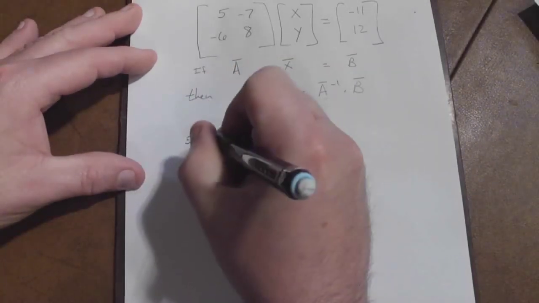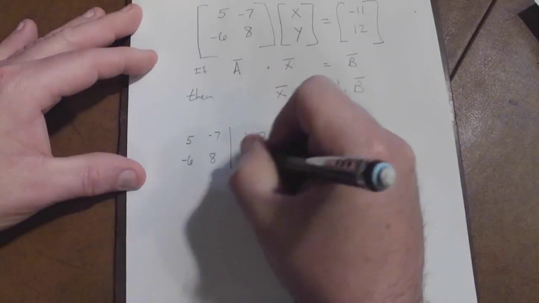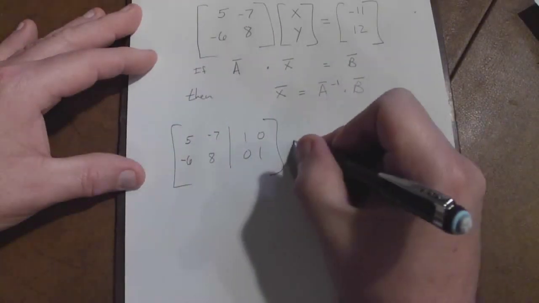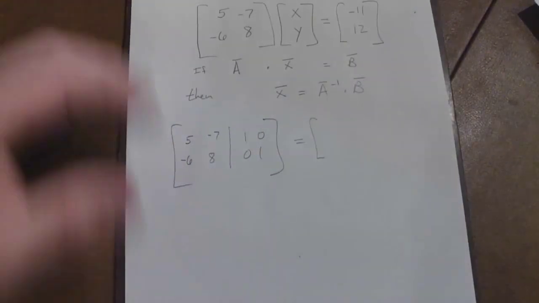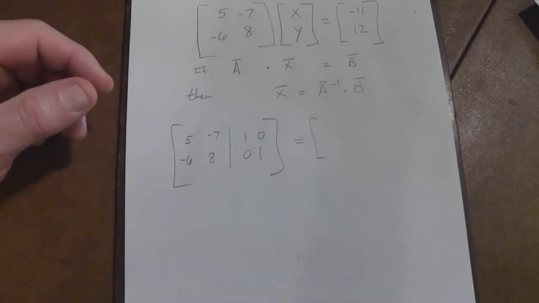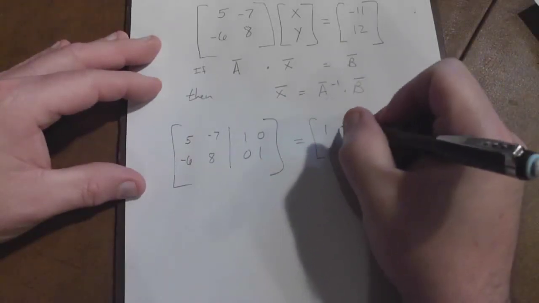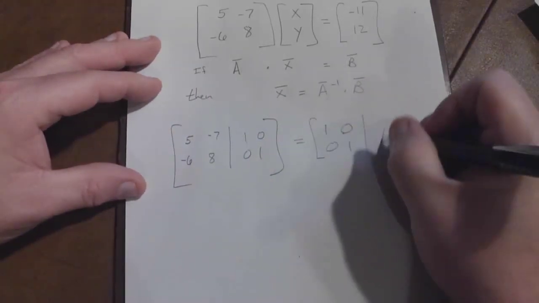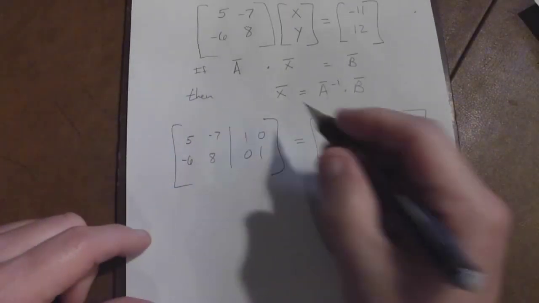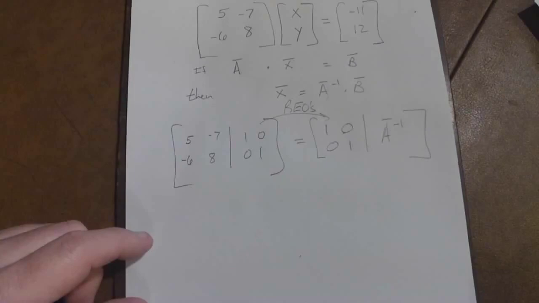We are going to take that matrix 5, negative 7, negative 6, 8, 1, 0, 0, 1. And we're going to consider rewriting this so that it takes on that form: 1, 0, 0, 1 followed by A's inverse on the right-hand side. All right? And we're going to rewrite this into this using our row equivalent operations.